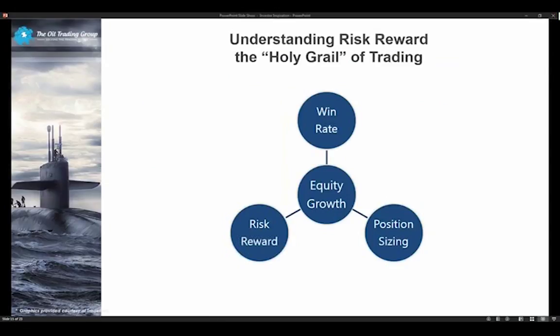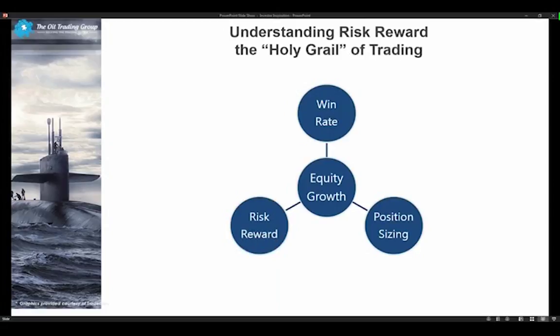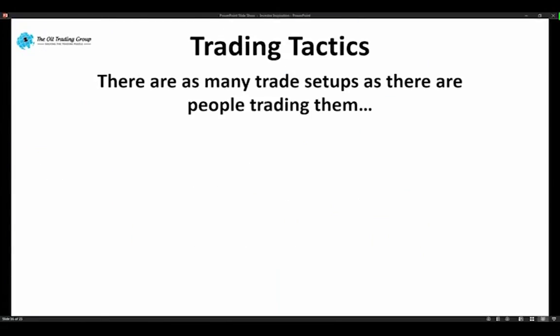So understanding risk reward really is the holy grail of trading. Equity growth is a function of your win rate, your position sizing, and your risk to reward. And if there is truly a holy grail in trading, that's what it is. It is understanding that your statistical edge as it relates to your risk reward is what's going to give you the best advantage at the end of the day. All right, so we're going to talk about trading tactics here for just a couple of minutes, and then I'm going to be winding it up and we can talk about questions.